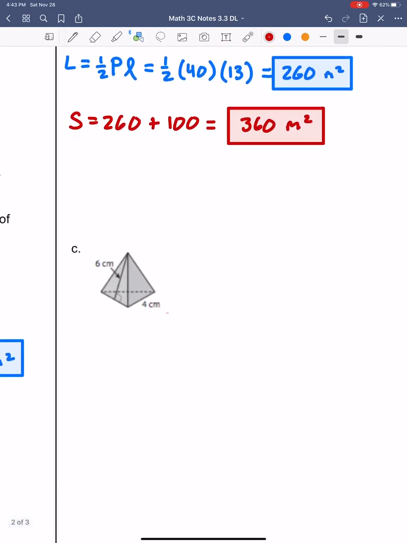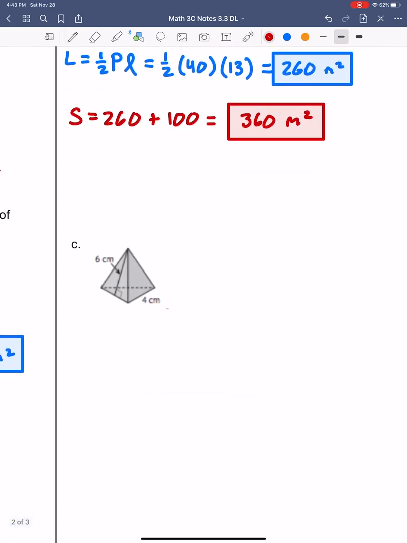All right, to letter C here, we can use the same piece. They've given me the slant height this time, so that's nice. So we're going to go ahead and use that formula, L equals 1/2 P times L. The perimeter in this case is a triangle, so when I add up the perimeter, I just have to add up 4 three times because the triangle just has 3 sides.